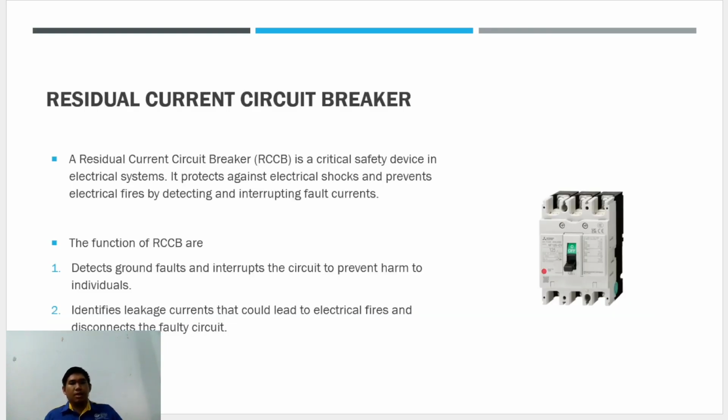Alright, these are the protections for the project, which is the residual current circuit breaker. The residual current circuit breaker is a critical safety device in an electrical system. It protects against electrical shocks and prevents electrical fires by detecting and interrupting fault current. The functions of the RCCB are, number one, detect ground faults and interrupt the circuit to prevent harm to individuals. Number two, identify leakage currents that could lead to electrical fires and disconnect the faulty circuit.